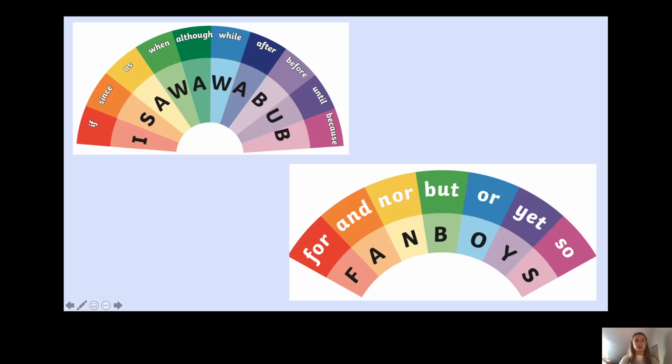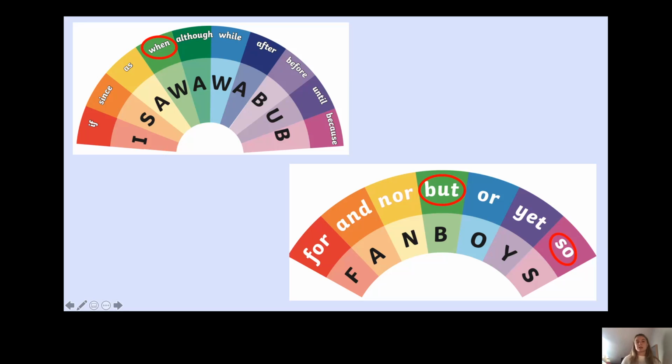Okay, so did you manage to remember all of them? Fantastic, well done if you did. But today we are only going to be focusing on 3 of these conjunctions, which are when, but, and so. So we're going to be writing sentences about why buffalo has horns using only these 3 conjunctions.